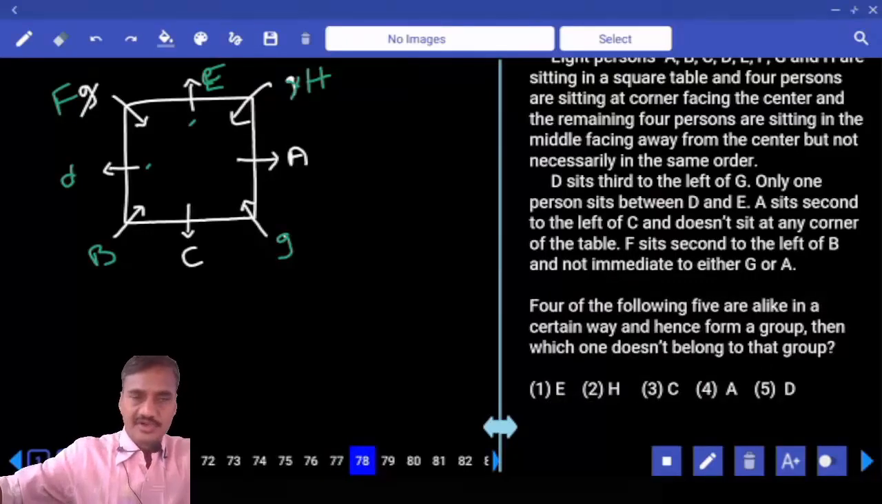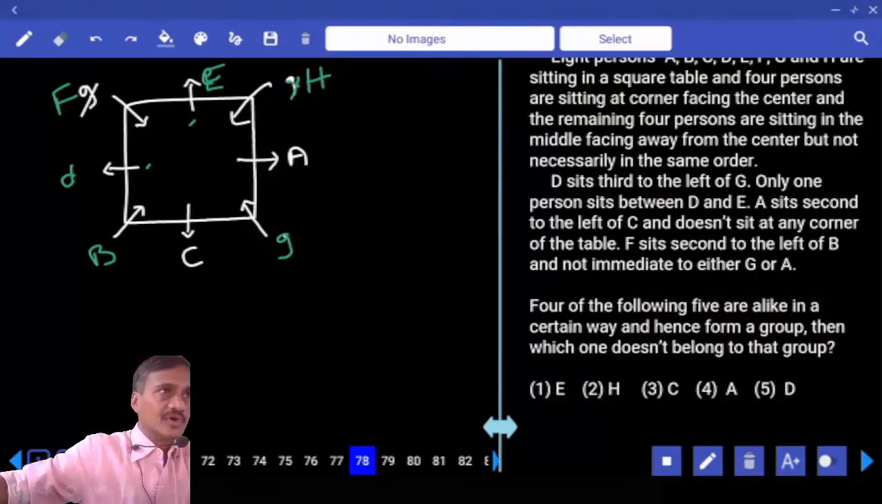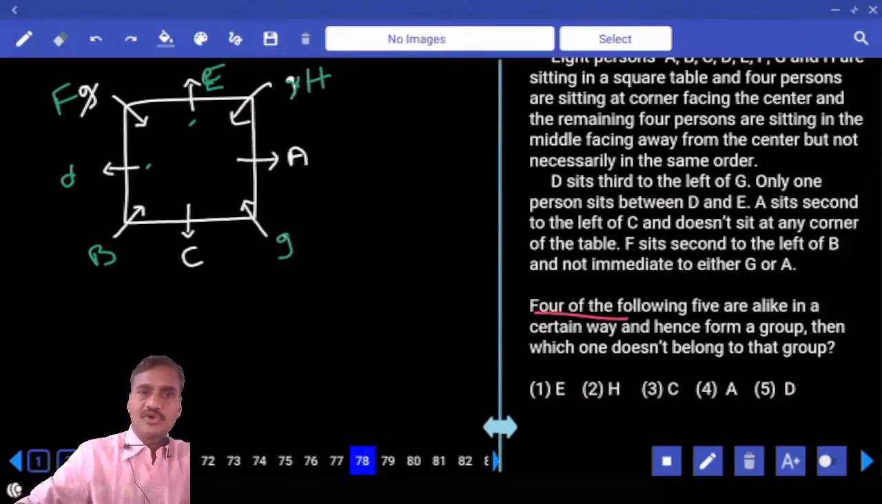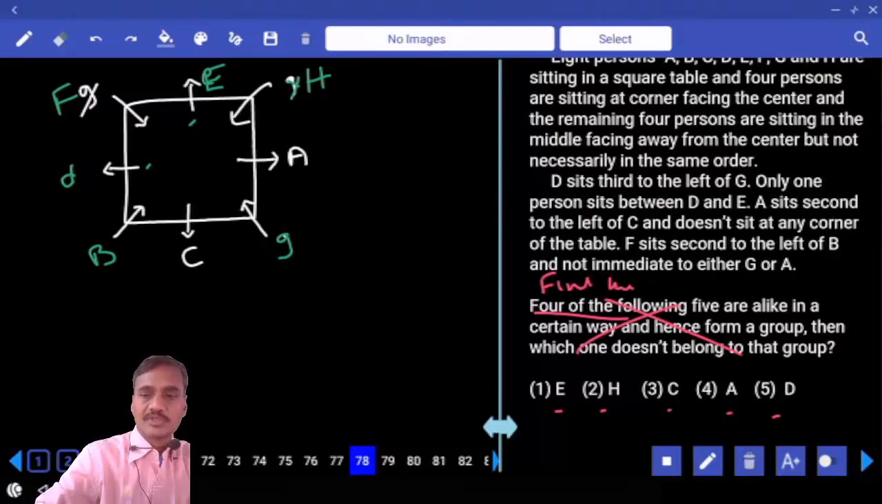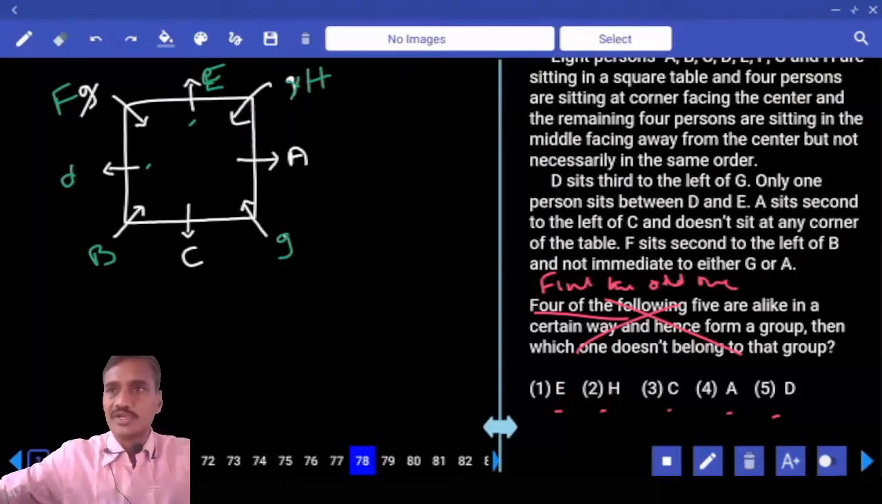And question 78: 4 out of the following. Now, 4 out of the following 5 are alike in a certain way means odd one out or not. As soon as it says 4 out of the following, you should come to the choices. Right? 4 out of the following means nothing but find your odd one out. How should this same question have been given to us? It would have been enough to say find the odd one. Find the odd one: both are one and the same. The meaning of these two is one and the same.